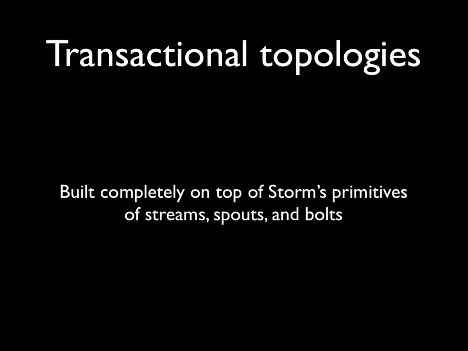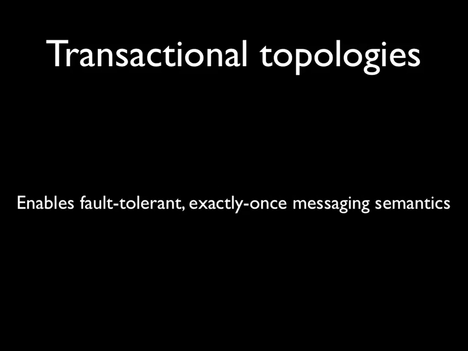Transactional topologies are built on top of Storm's primitives of streams, spouts, bolts, and topologies. And on top of at least once message processing, they provide exactly once processing semantics. Just to be clear, it's not literally exactly once processing, because that's impossible. If something fails, like a node blows up, you have to replay something, but you can still get exactly once semantics, so you do your computation in a way such that it's as if you only processed every message one time.